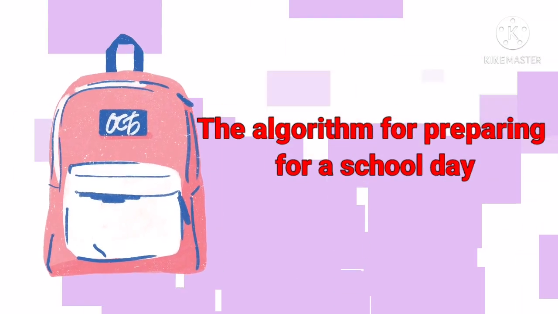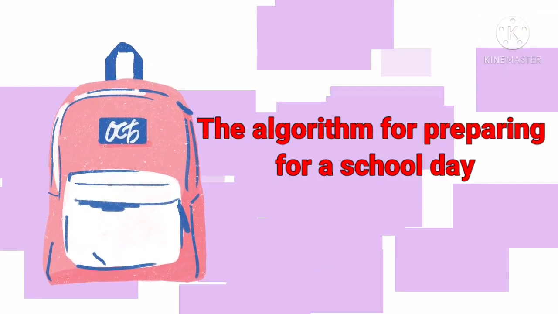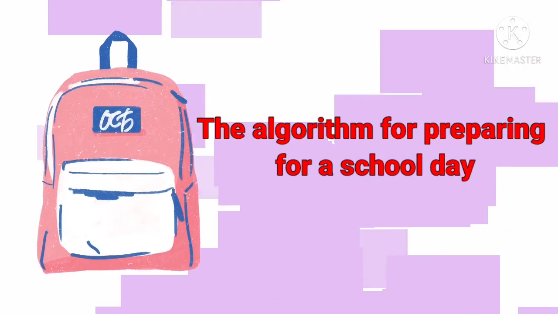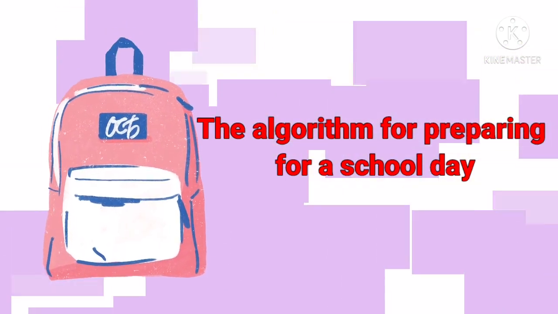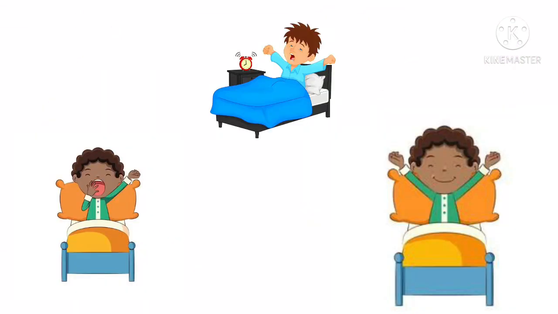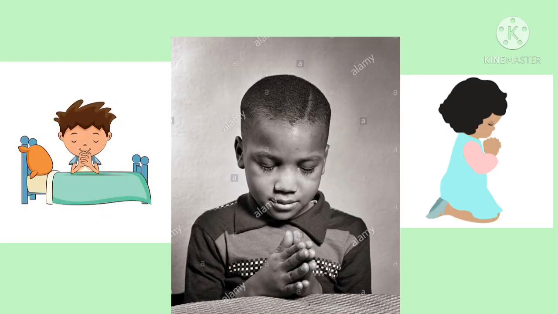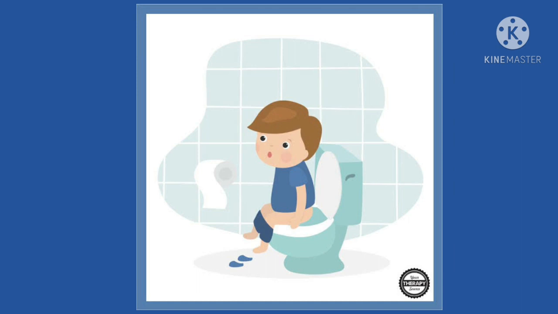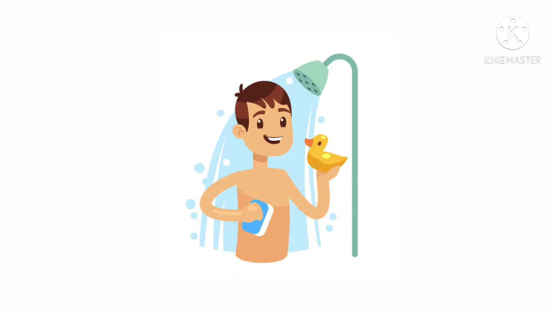So now, let's consider a simple algorithm, which is the routine for a school day. We are going to list the steps required for preparing for a school day. Firstly, we wake up from sleep. Then we say our prayers. Afterwards, you brush your teeth. Then you go to the toilet. You bathe afterwards.